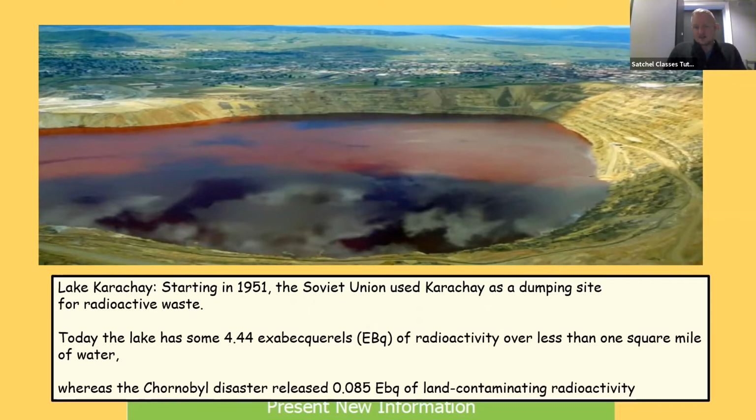Today, this lake has about 4.44 exabecquerels (EBq) of radioactivity over less than 1 square mile of water. You might sit there and go, well, what does that mean? But the Chernobyl disaster released 0.085 exabecquerels of land contaminated radioactivity. So this is nearly 5 times higher radioactive count than the actual nuclear disaster at Chernobyl. That's how much this is releasing in any given time.